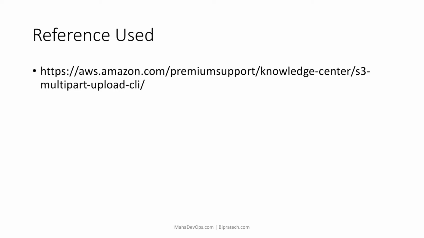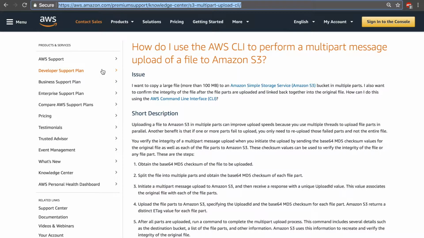I'll be referencing a page provided by Amazon Web Services to perform the multi-part upload. So let's quickly browse to that page. So here we are. How do I use the AWS CLI to perform a multi-part upload of a file to Amazon S3? So why do we even need multi-part upload, right?